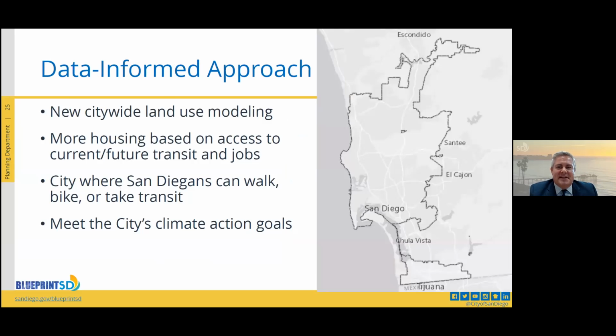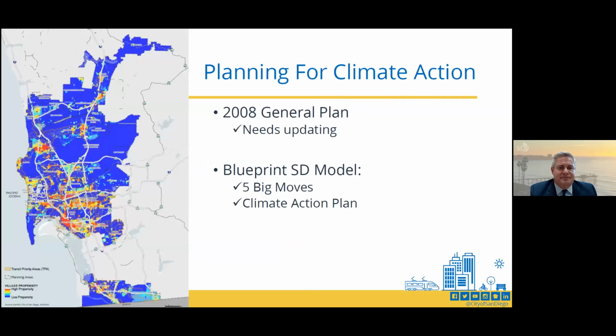We will develop the citywide framework through a data-informed approach. We are in the process of completing new land use modeling that will show where housing could be located throughout the city to meet our goals for walking, biking, and transit. This model will provide the data that can be used to update community plans and achieve our goals. Next slide. In order to incorporate this new data, we need to update the general plan.